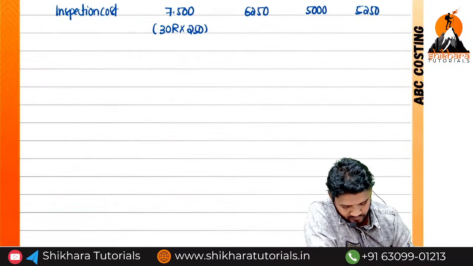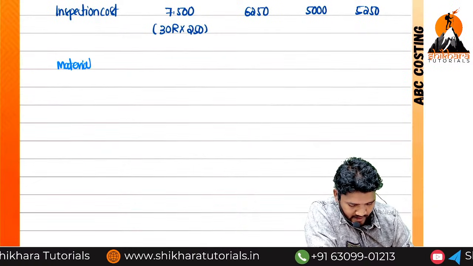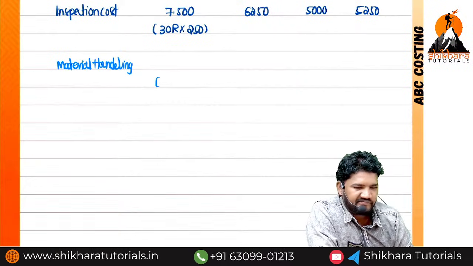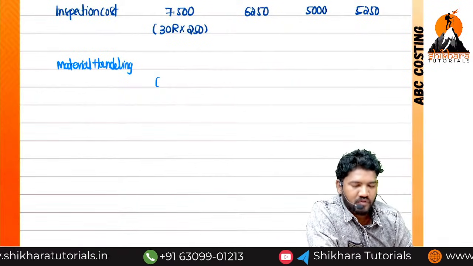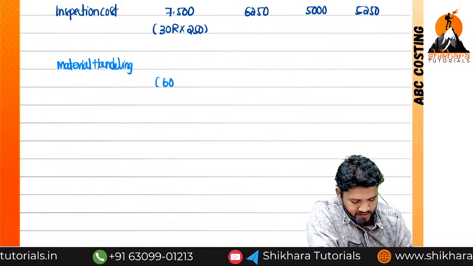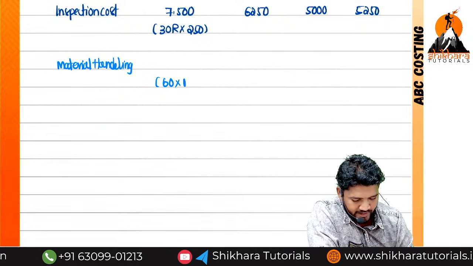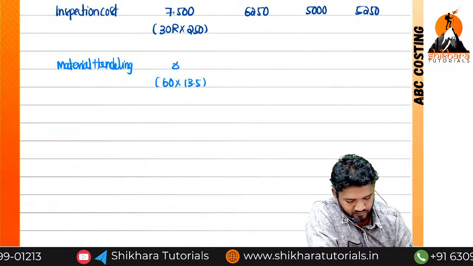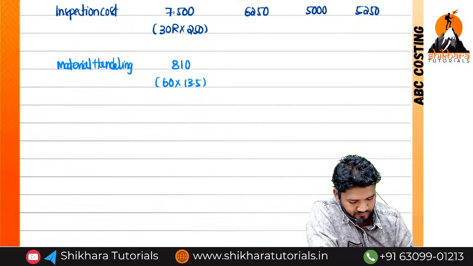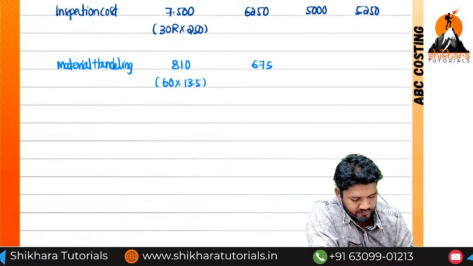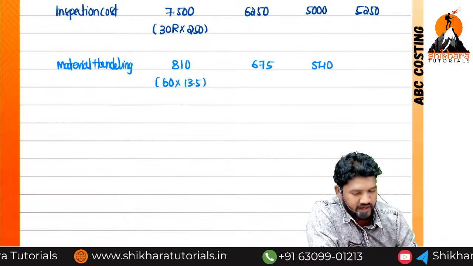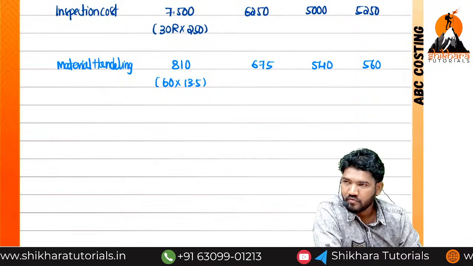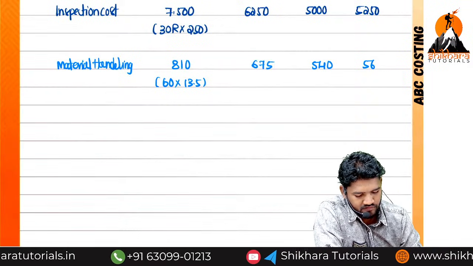Material handling. Working note: number of orders executed. What about A orders? 60 orders per order. 192. 13.5. Answer 810. B: 670. C: 540. D: completed apportionment. What? 567.